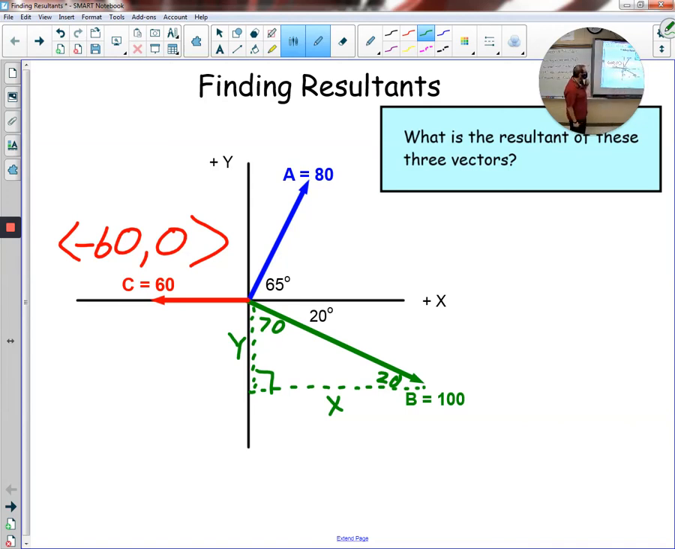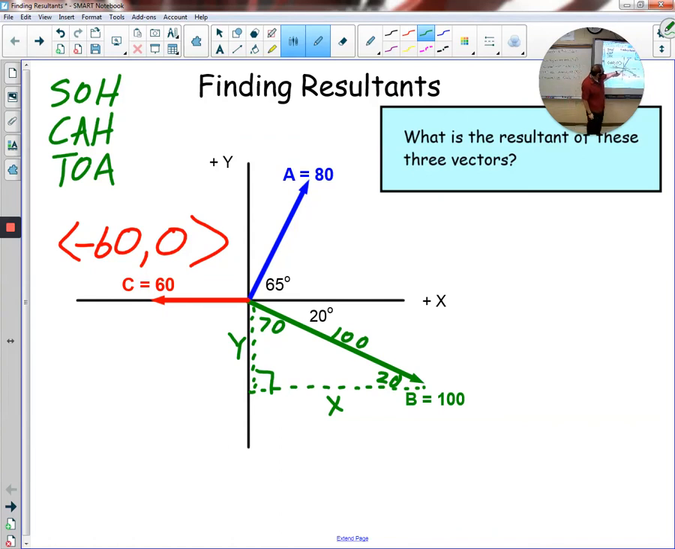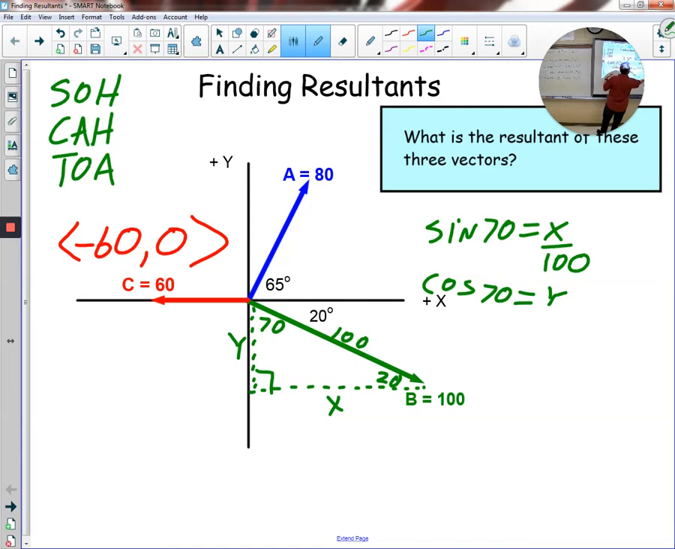Okay, I like geometry. So this is opposite over hypotenuse. So sine of 70 equals x over 100, right? Cool. Cosine of 70 equals y over 100. Okay? I'm not going to crunch those just yet, but we'll come back to them.